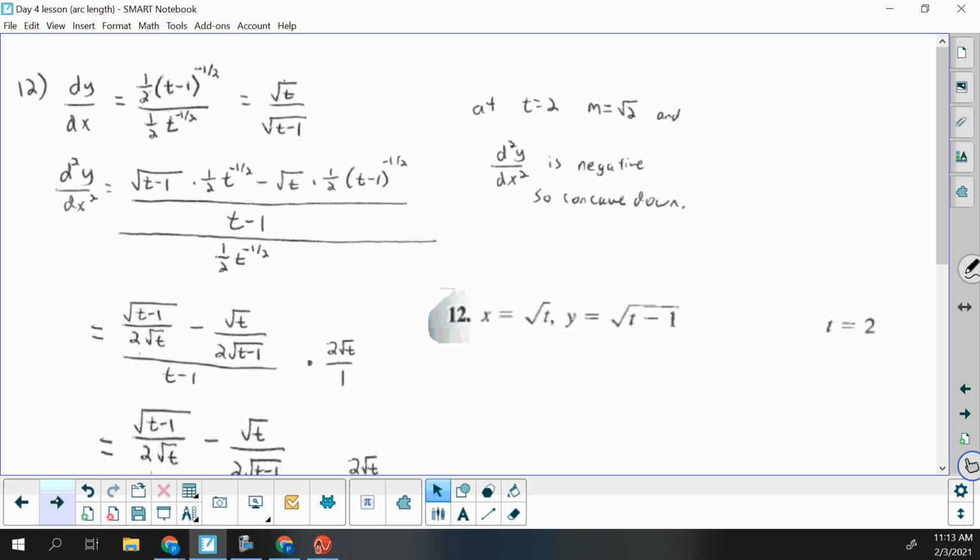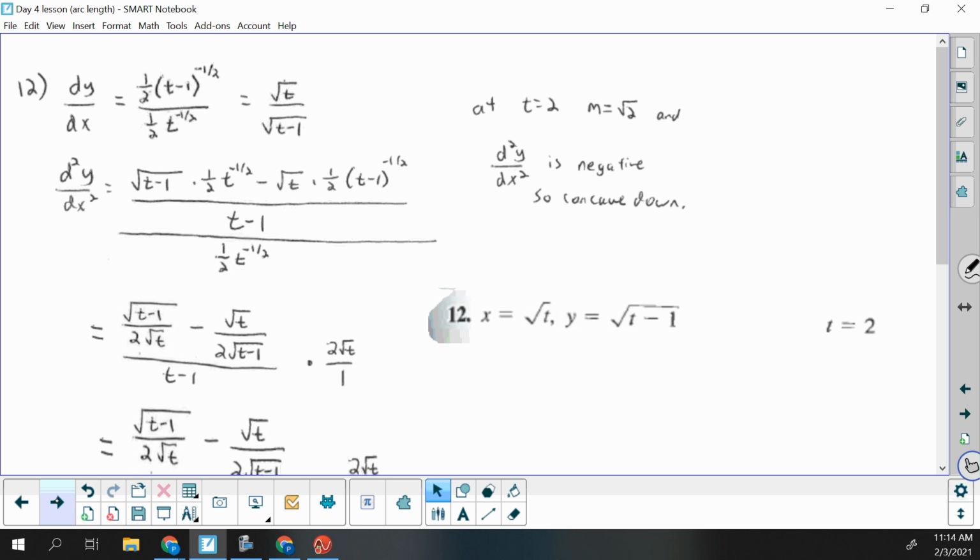Next one, you got your dy over dx by doing your dy over dt over your dx over dt. Divide out the 1/2, swing those to the opposite spots in the fraction, and you get your dy over dx. So at t equals 2, that's going to give us square root of 2 over 1, or in other words, square root of 2 for the slope. Now for your second derivative, you have to do the quotient rule. Now I chose to neaten it up. You could just sub your 2 in right there after you do the quotient rule, and you would get a negative, so it's concave down.